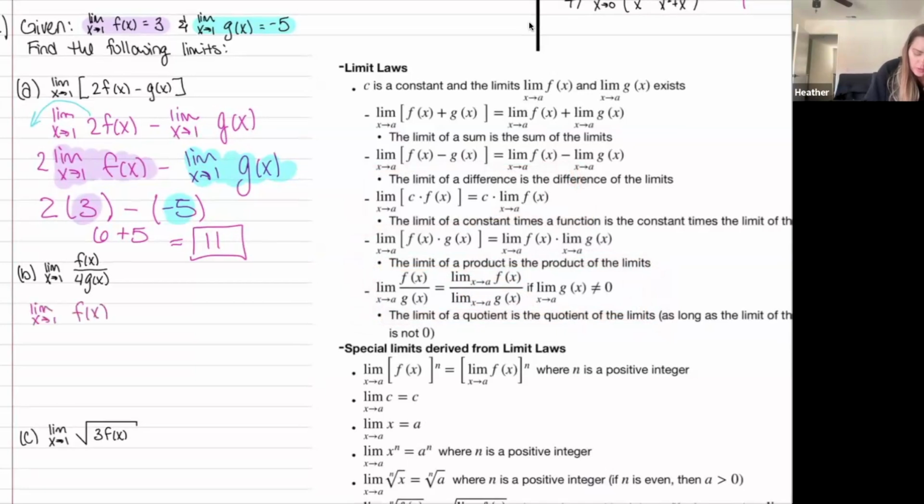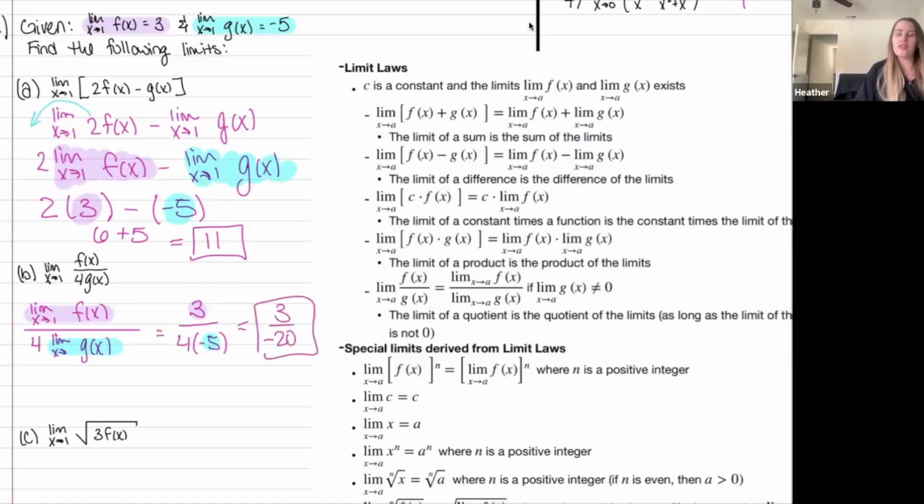All right, so first I got the limit as x approaches 1, trying to write nice and tiny so we fit in this little space, over, pulling out the constant, right? 4 times the limit as x approaches 1 of g of x. So again, this limit of f of x is provided up there, the limit of g of x provided up there. So I got that this will equal 3 divided by 4 times -5. Just throwing in our colors to remind ourselves where everybody came from. So then I got 3 over -20, and that's my final answer.